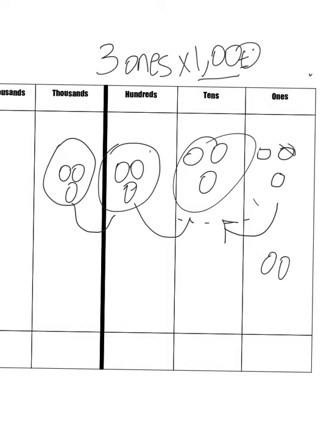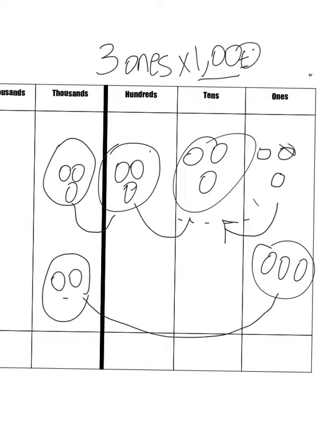Now, we can think of it as doing times 10, which would give us 3 tens, and then times 10 again, which would give us 3 hundreds, and then times 10 again, which would finally get us to 3 thousands. Or we can simply think of it as 3 ones times 1,000 gets us all the way over here to 3 thousands. Okay, you can think of it either way.